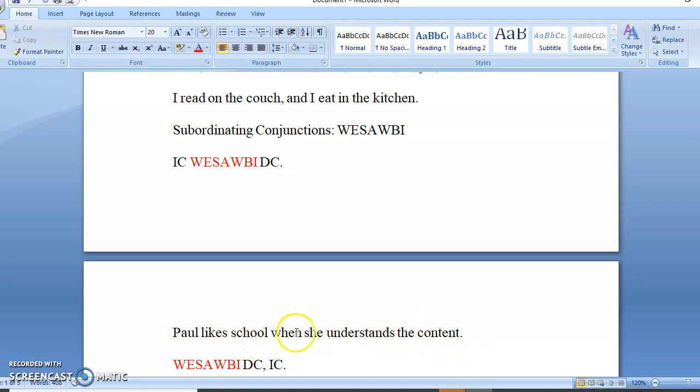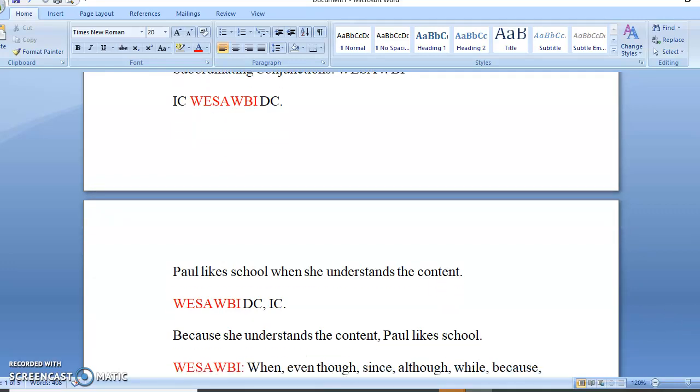So this portion of the sentence right here, we have a subordinate conjunction, and this independent clause becomes a dependent clause. So this is an example of the format I have up here. Independent clause, Paul likes school. Wasabi, that would be this word here, when. Dependent clause, this entire clause now is dependent because it can't stand alone as a complete thought when she understands the content. Okay, let's move on to the next diagram.